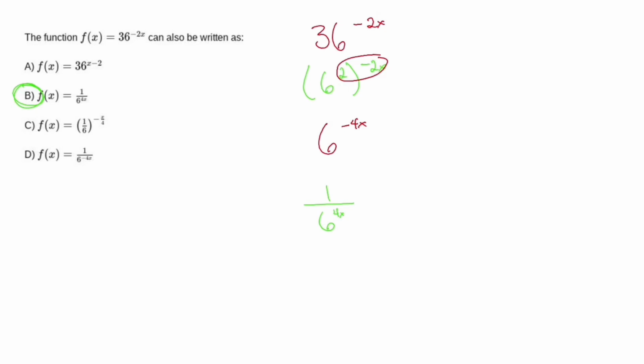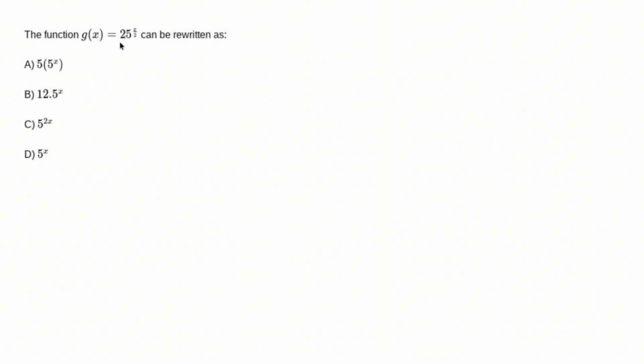The function g of x equals 25 to the x over 2 can be written as, well, let's take this and mess around with it a little bit. So we have 25 to the x over 2. Okay, first things first, 25 can be written as 5 squared. And that's to the x over 2. Whenever you have a power taken to another exponent, you multiply exponents. 2 times x over 2 allows the 2's to cross out, leaving us with just 5 to the x, which gives us d.